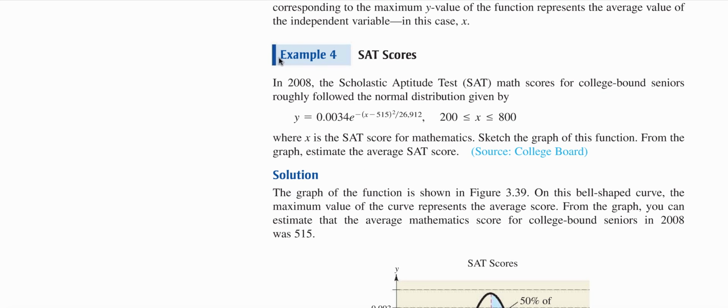Let's look at example 4, SAT scores. In 2008, the Scholastic Aptitude Test, the SAT, math scores for college-bound seniors roughly followed the normal distribution given by the following model and the following condition. y equals 0.0034 e raised to the negative quantity x minus 515 squared divided by 26,912. The condition is that x must be between 200 and 800, where x is the SAT score for mathematics.